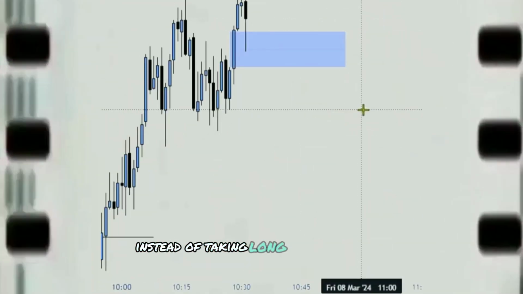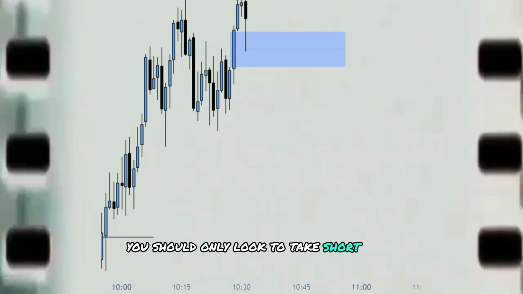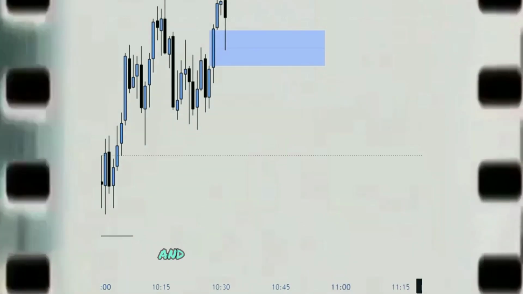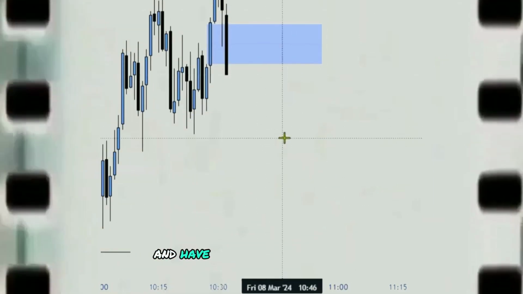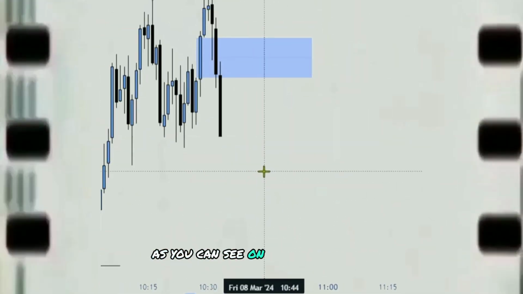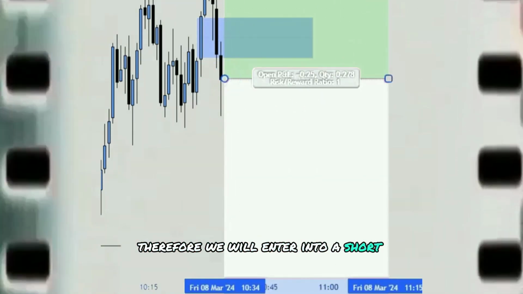Instead of taking long positions from bullish fair value gaps, you should only look to take short positions from bullish fair value gaps. And the way that you do that is you wait for the fair value gap to be disrespected and have a candle close below it. As you can see on our next candle, we get a candle close below this inversion fair value gap. Therefore, we will enter into a short position here.